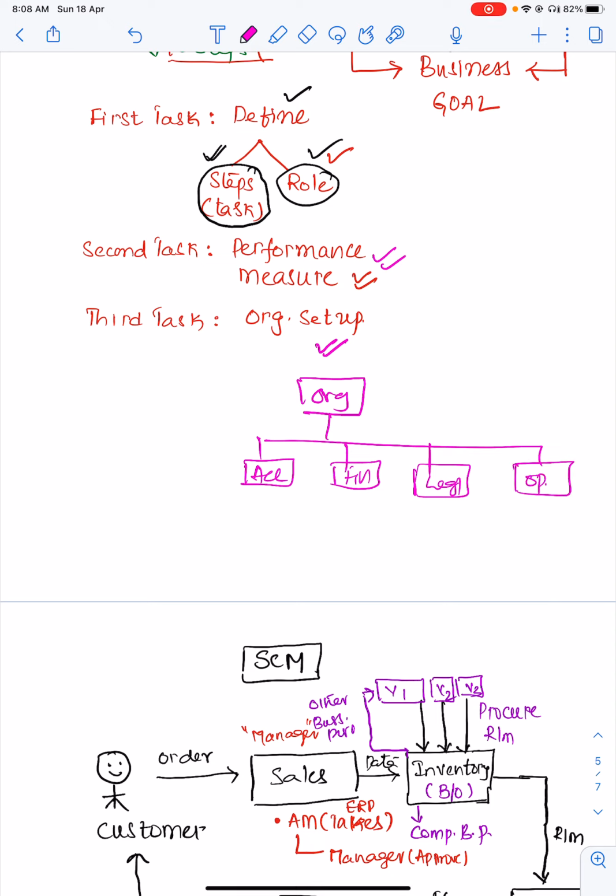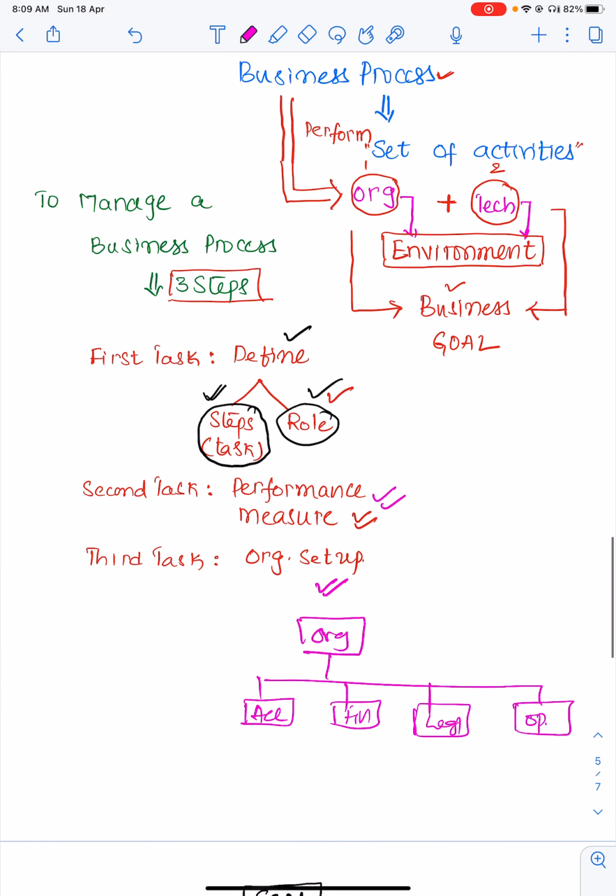Okay, so this is called organization setup. These are three steps that are required to manage a business process. So what are the three steps, sir? First, define. What do you mean by define? We have to define certain tasks, steps, etc. We need to define roles. What is the second one? Performance measure. What is the third one? Third one is organization setup.